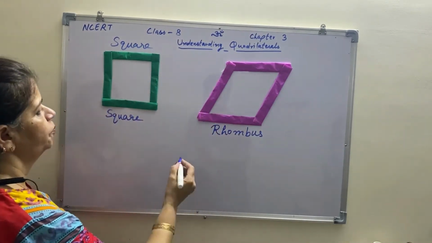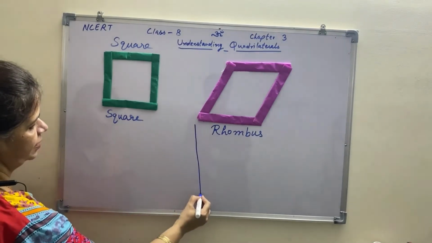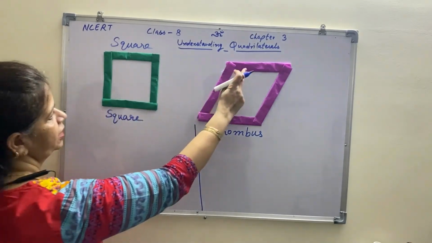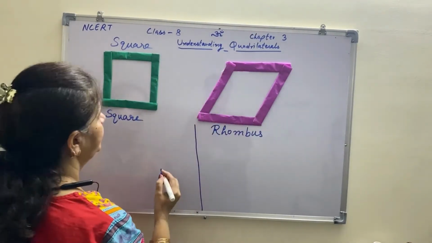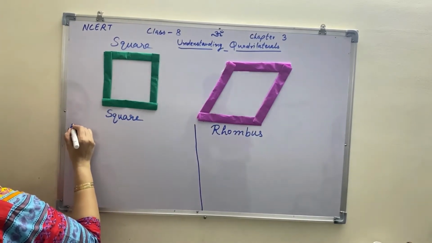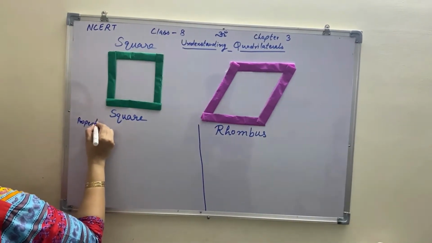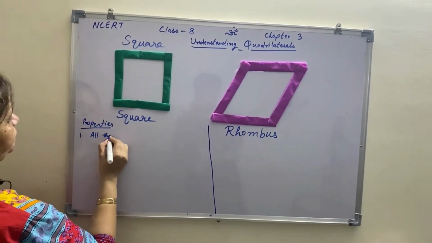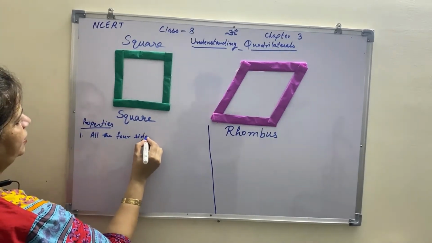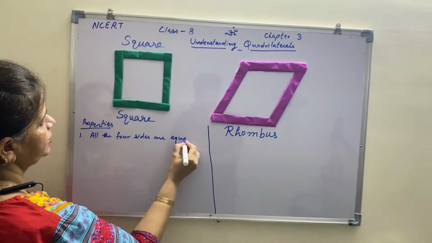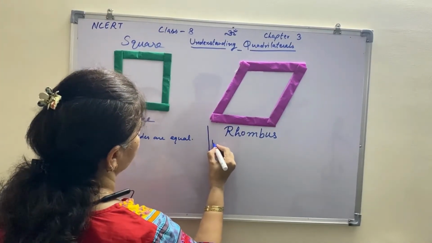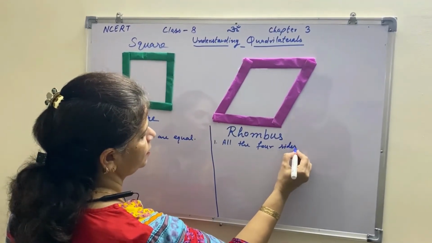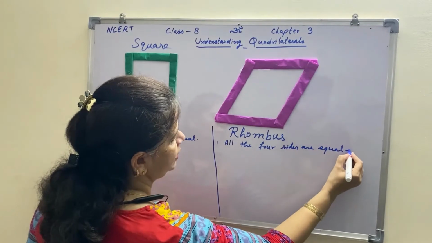We will do the properties of both the quadrilaterals side by side. This is a square, this is a rhombus. Here all the 4 sides are equal, here also all the 4 sides are equal. So the first property which we have learned here for the square is that all the 4 sides are equal. And in the rhombus, we have the same property: all the 4 sides are equal in length.